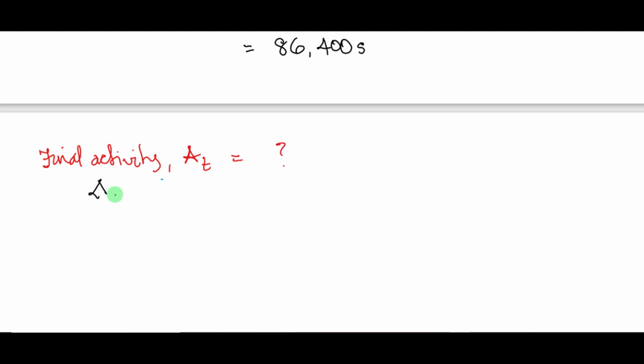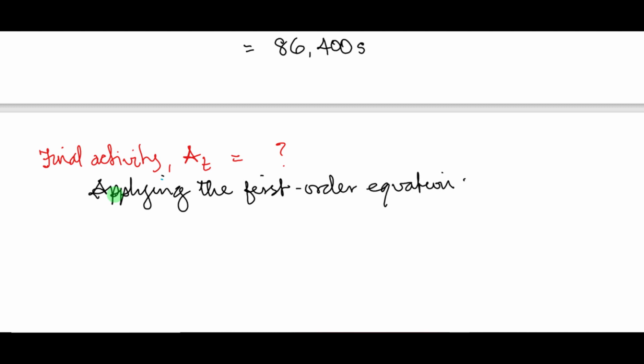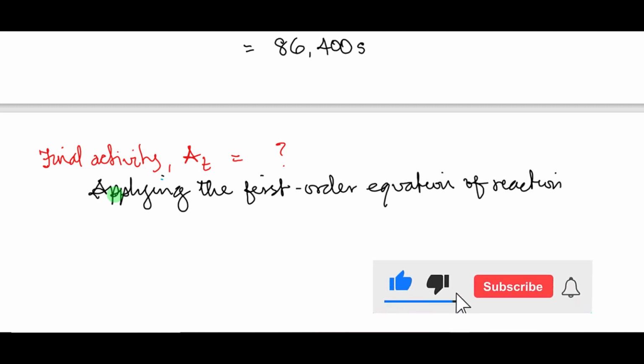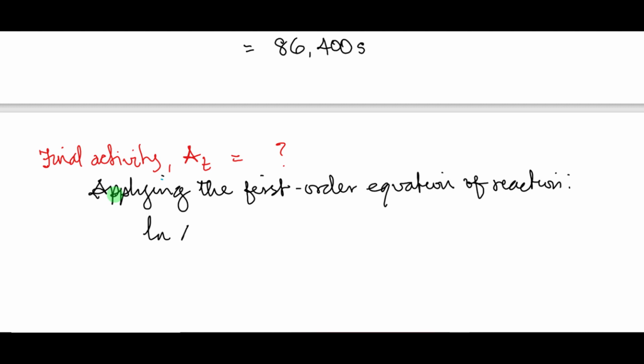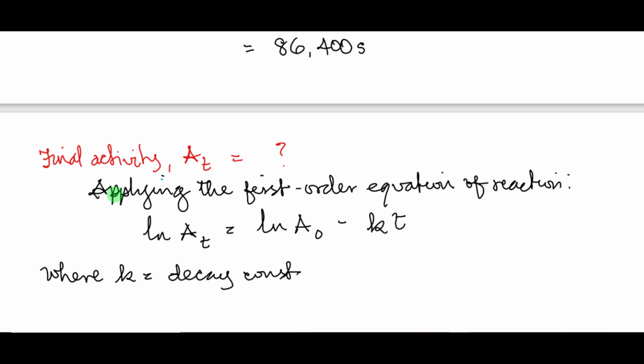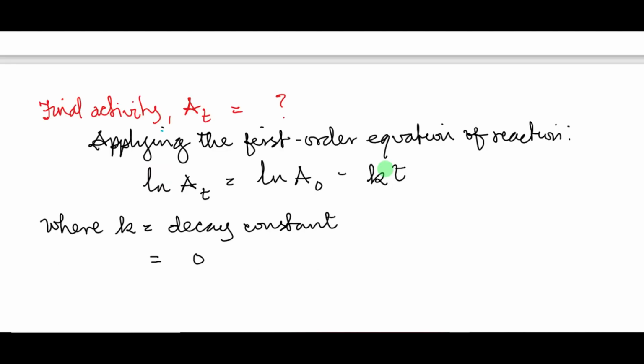So applying the first order reaction equation, we will have natural log of A t equals natural log of A naught minus kt, where k here is the decay constant, and it's calculated as 0.693 over half-life, or ln 2 over half-life.